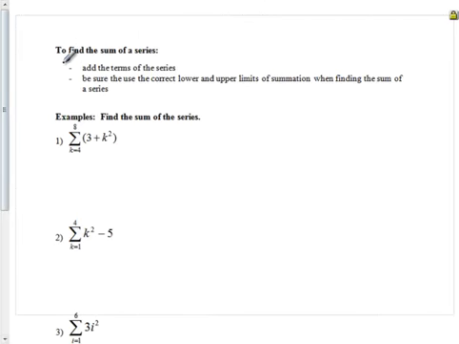But right now we are going to move on. So now, instead of writing summation notation, we want to find the sum. So we're going to add up the terms of the series. Be sure to use the correct lower and upper limits of the summation when finding the sum of a series.